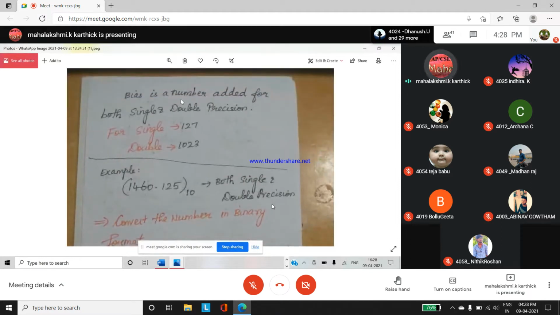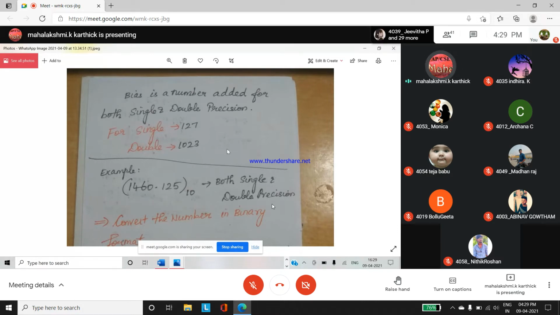So bias is a number you have to add for both single and double precision. What is that value? For single precision we have to add 127. Kindly note down, we have to add 127. For double precision, we have to add 1023. Why do we add these values? We will explain later. For 32 bits, we add a bias value of 127. For 64 bits, we add a bias value of 1023. Did you note this information, students?